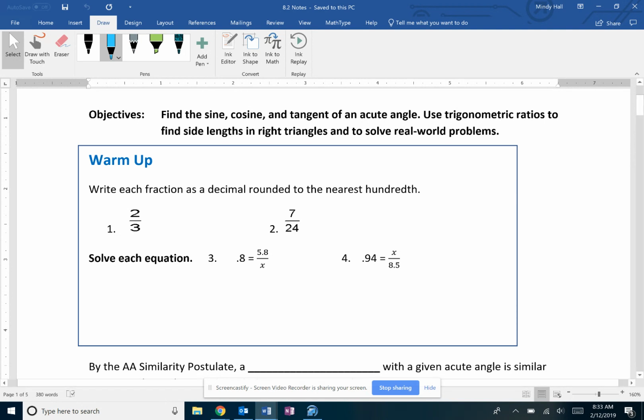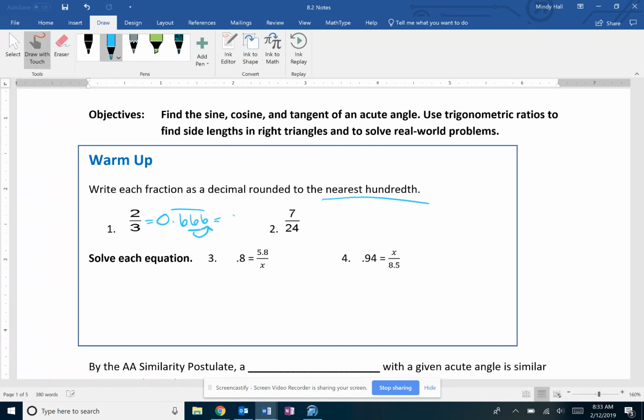So 2/3, because we are rounding to the nearest hundredth, 2/3 is 0.666666. It just keeps going on forever. But since we need the nearest hundredth, you'll look at that 6, look at what's next to it. That tells us to round up, so it'd be 0.67. 7/24, when you do 7 divided by 24, you get 0.291. So then 0.291 would just be 0.29.